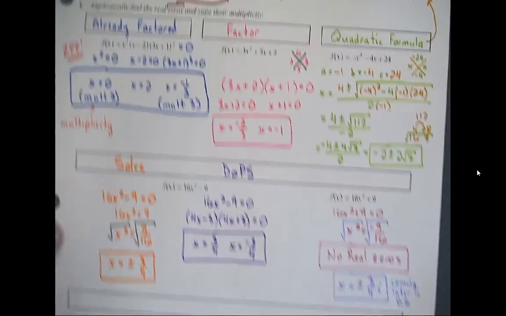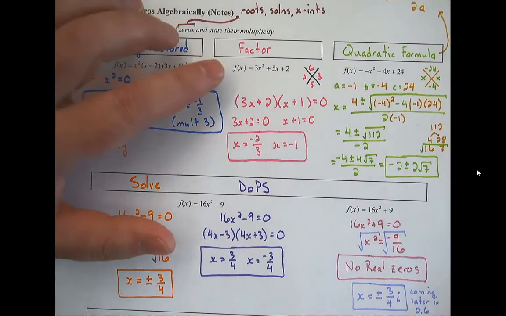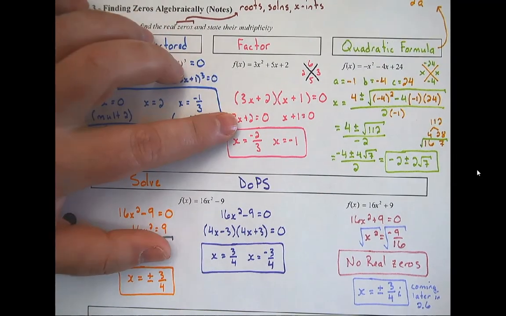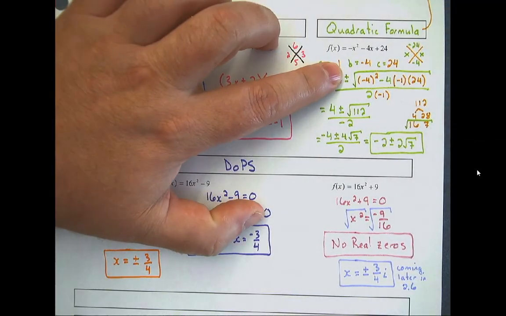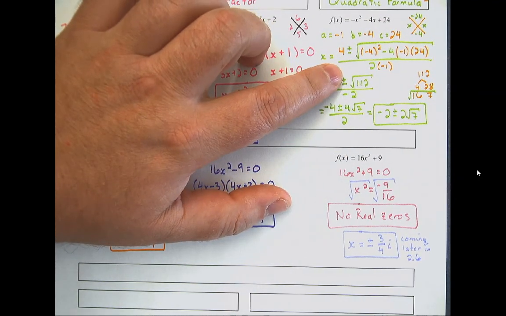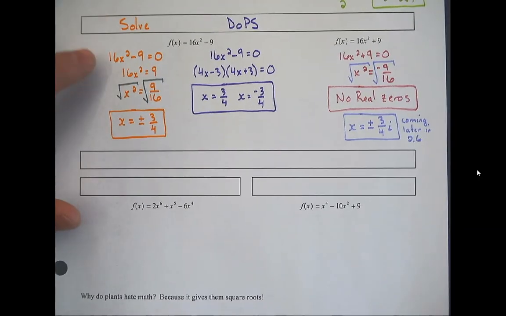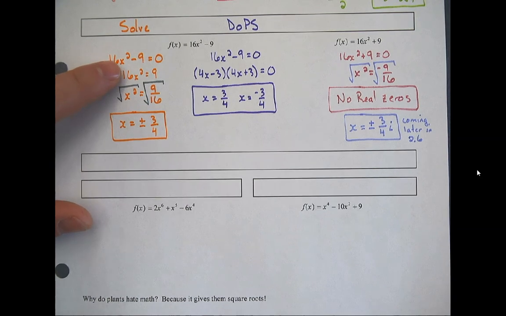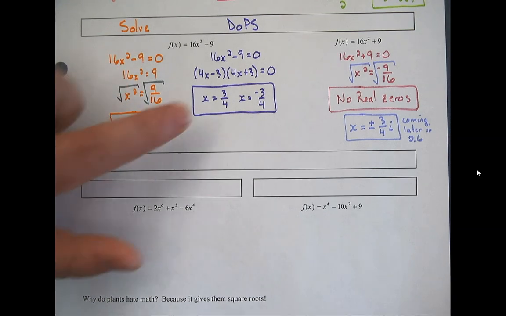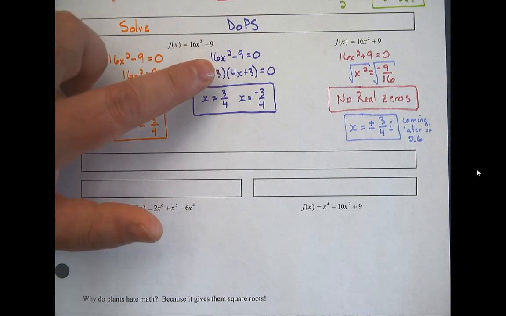So, if it's already factored, ZPP. If it's not factored, factor, ZPP. If you can't factor, quadratic formula. Then it's done. Notice it says x equals in the quadratic formula, so your solution is done. Solve. That's when if you only have one kind of x, and you can just move x, get x by itself. Or solve and dopes will look the same a lot of the time.